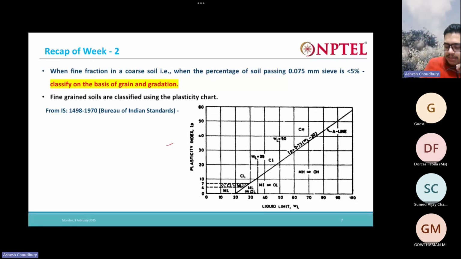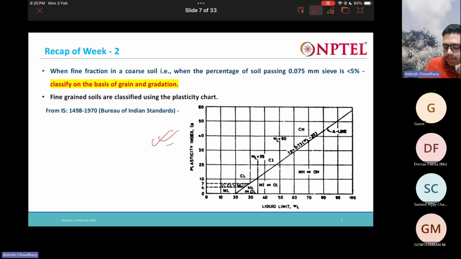This chart is called the plasticity chart. Here we have the liquid limit on one side and the plasticity index on the other. This particular line is called the A line, and note its equation. The equation of the A line is IP, that is plasticity index, equal to 0.73 (WL minus 20). This equation you must remember, as we will be needing it.